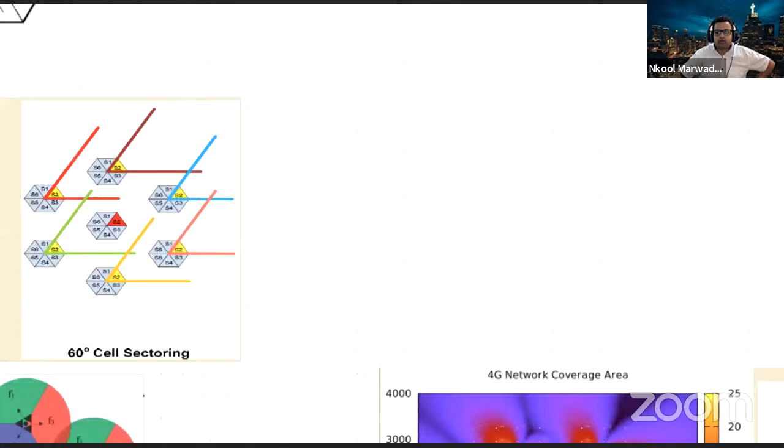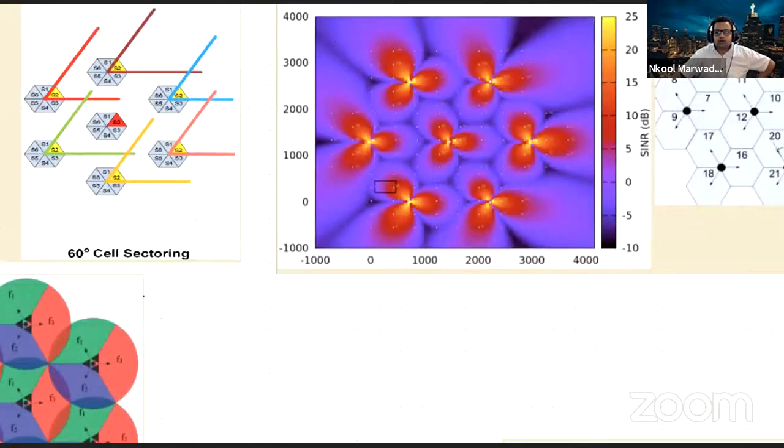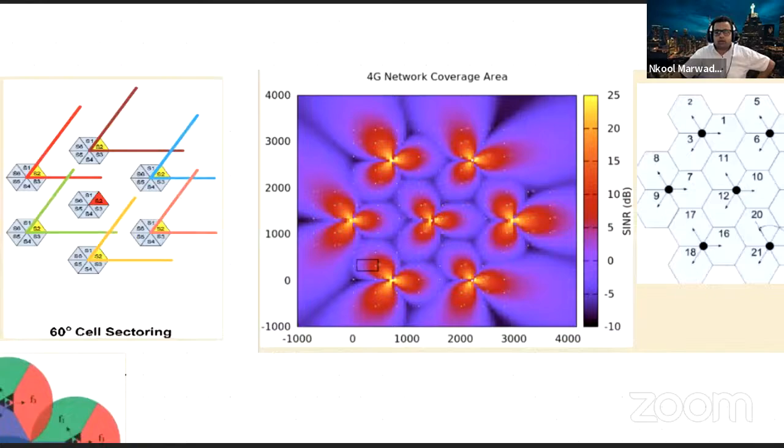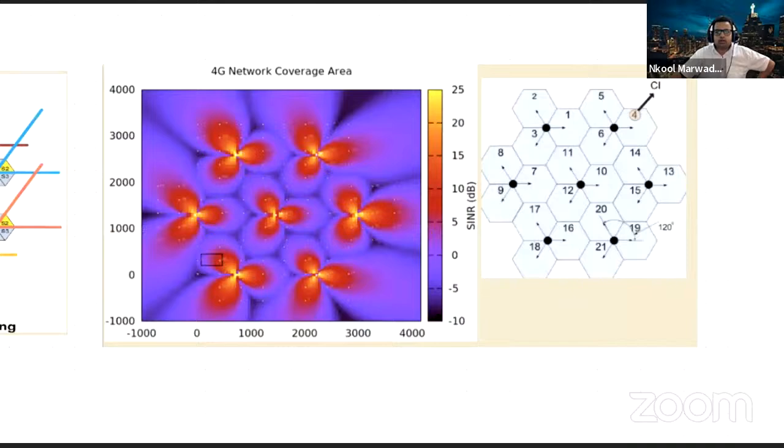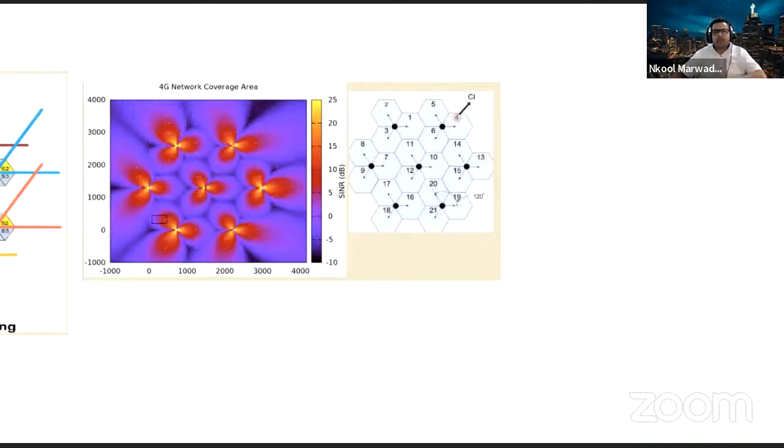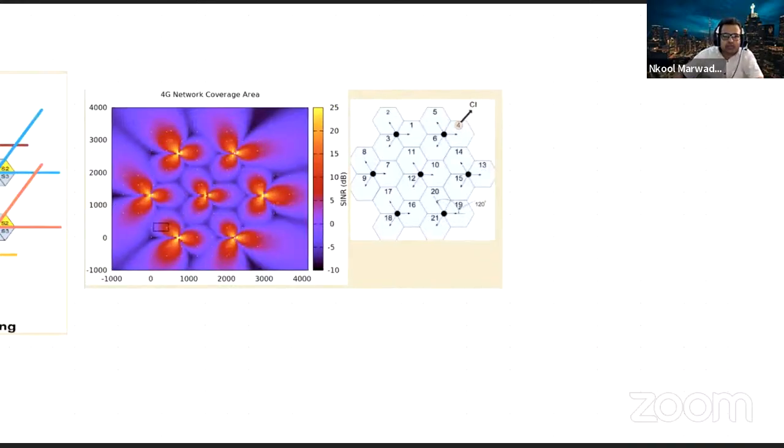Now let us look at one more representation. If we look at this diagram, the idea is that you can assume this to be a cell, a hexagonal cell. And here, this is one directional antenna. This is another directional antenna. This is another directional antenna.